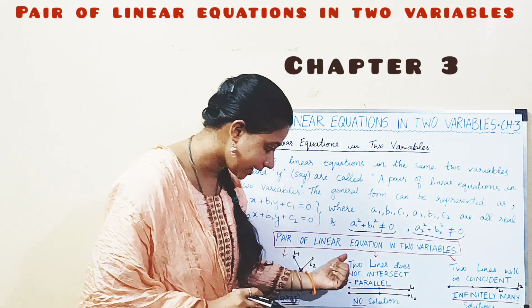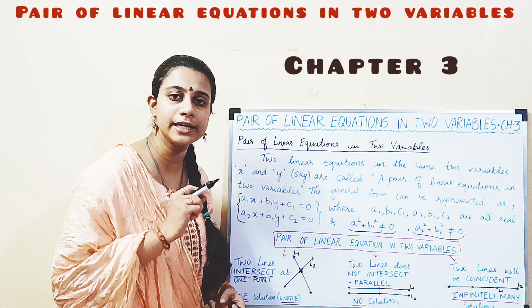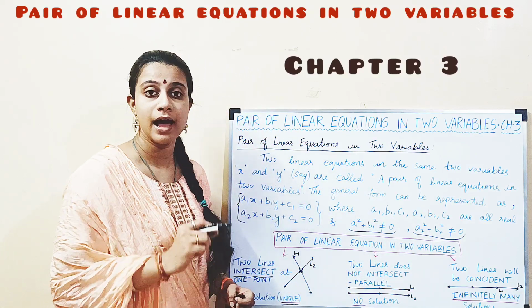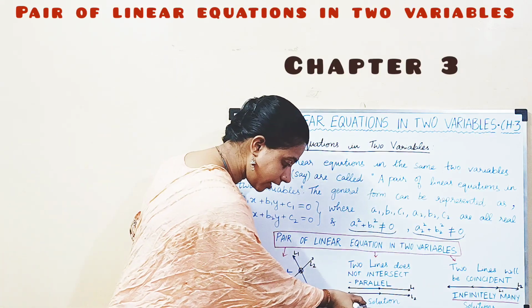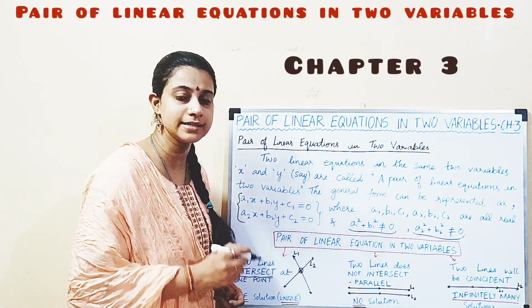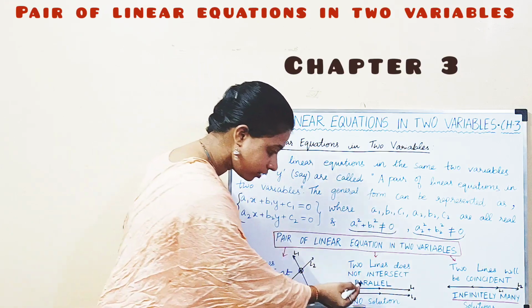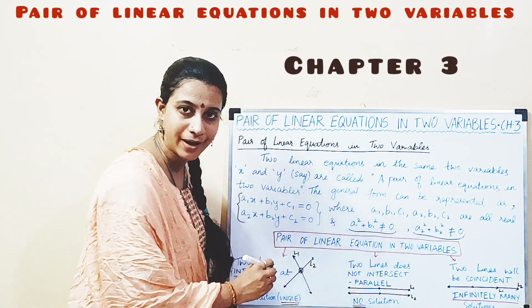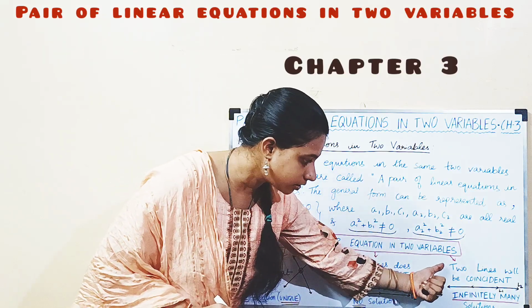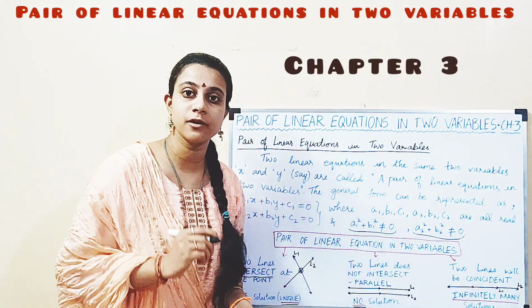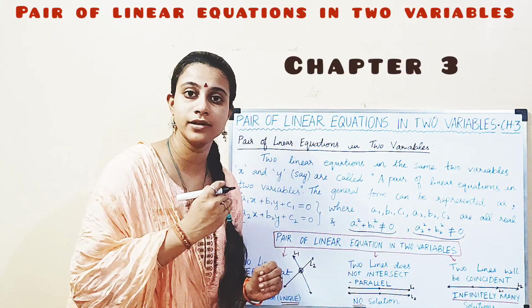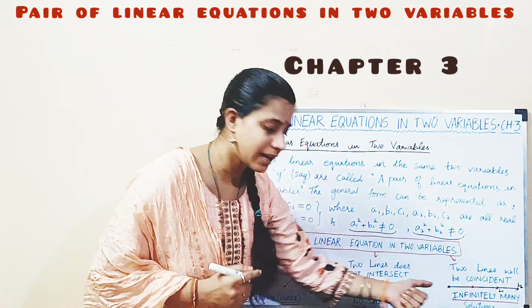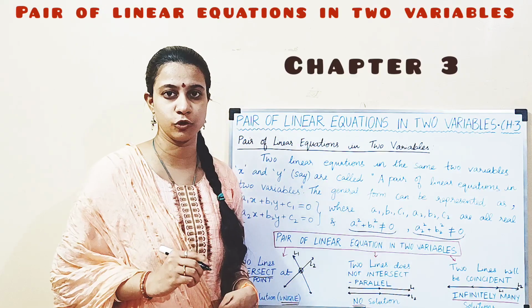Coming to the second case, the two lines will not intersect at any point and such a pair of lines are called parallel lines, which do not have a solution, or we say that in that case there is no solution. The two lines L1 and L2 will be parallel to each other. Coming to the third case, the two lines will be coincident. That is, one line lies over the other line. So it will have infinitely many solutions.